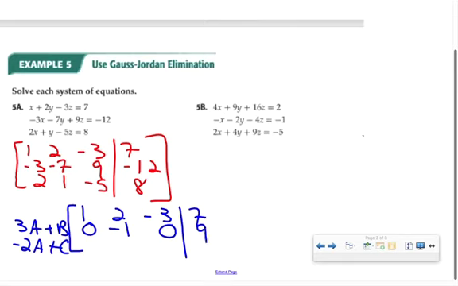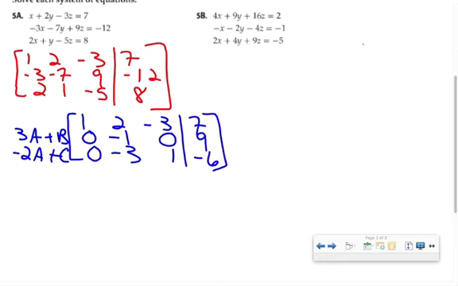In the next row, I take negative 2 times 1, I get negative 2 plus 2 is 0. Negative 2 times 2 is negative 4, plus 1 is negative 3. Negative 2 times negative 3 is 6. 6 plus negative 5 is 1. Negative 2 times 7 is negative 14. Negative 14 plus 8 is negative 6.